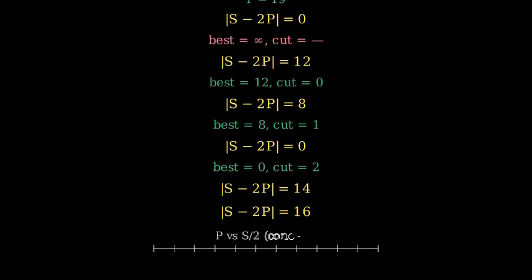Why does this work? The difference equals the absolute value of S minus 2P. So the best cut is where the prefix P is closest to S over 2. On the number line, we hunt for the closest approach to the middle.